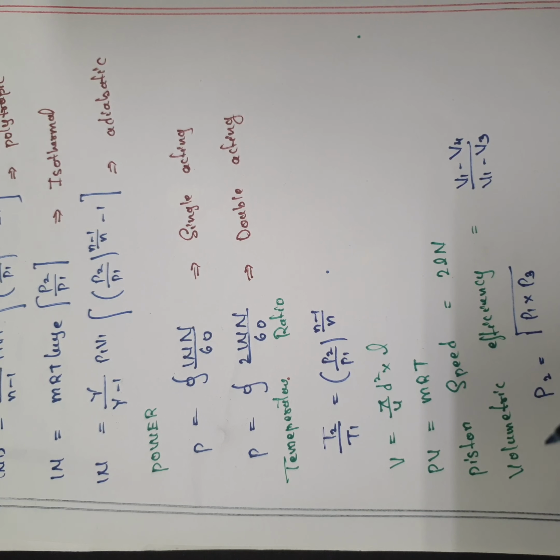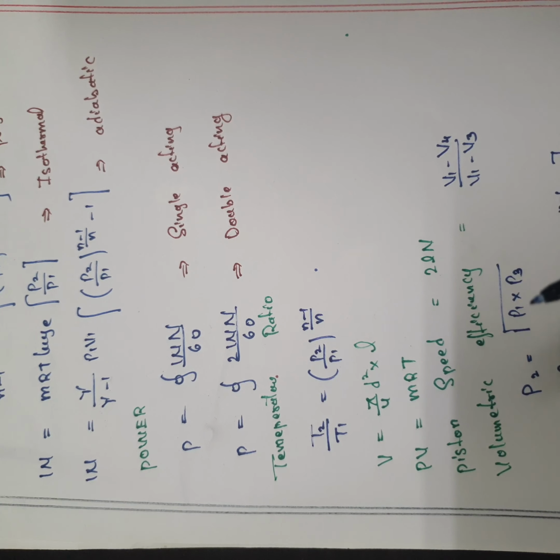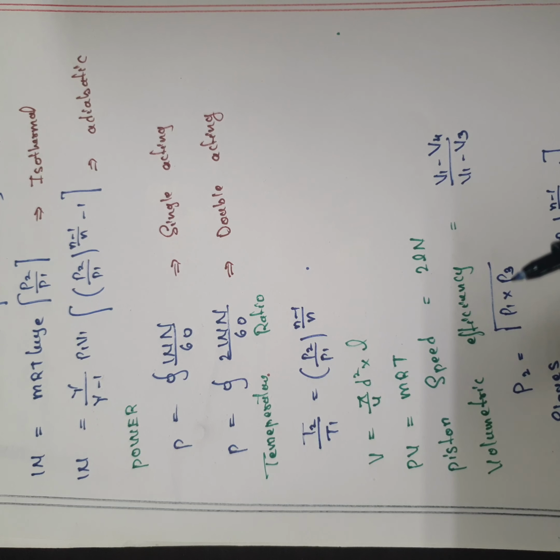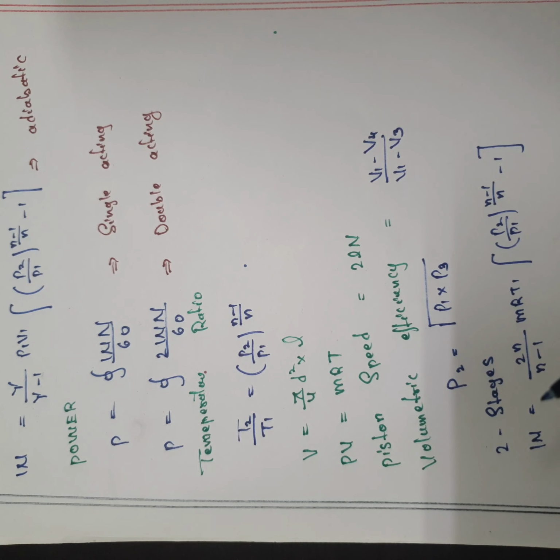After that, suppose volumetric efficiency is given in your question. The formula will be V1 minus V4 by V1 minus V3. Suppose two stages are given, then you can find P2 is equal to P1 into P3, under root. And if two stages are given, then for work done you can use 2n by n minus 1 MRT1 into P2 by P1 to the power of n minus 1 by n, minus 1.